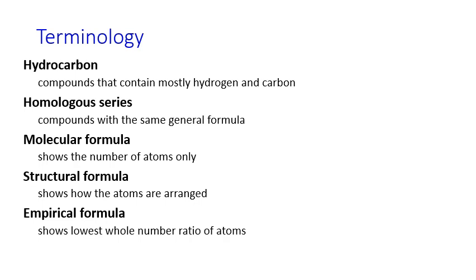So, in order to understand the concepts around organic chemistry, we need to use certain terms. And these are the terms that you need to know, for SL at least. The first one is hydrocarbon, which contain hydrogen and carbon. Makes sense. Homologous series, compounds with the same general formula, which we're going to go through.